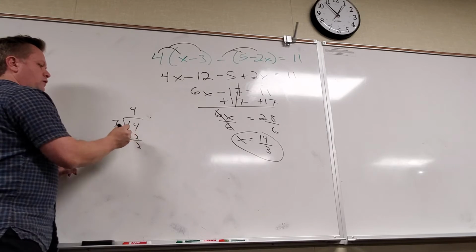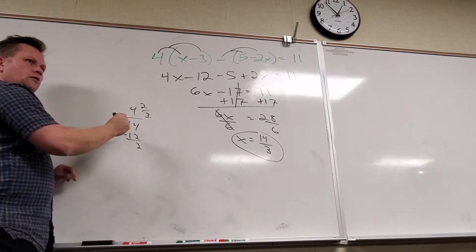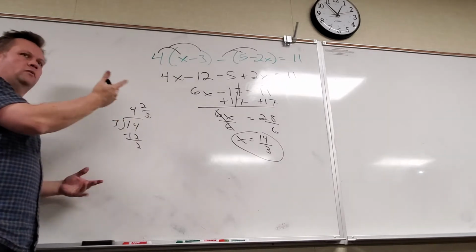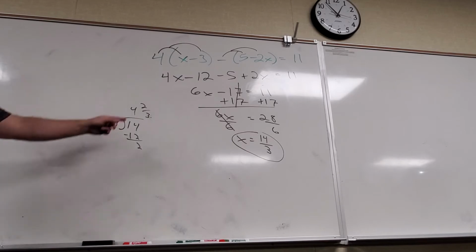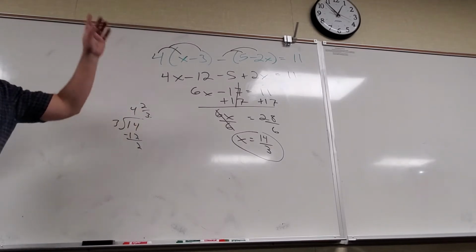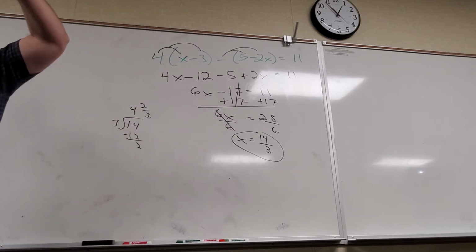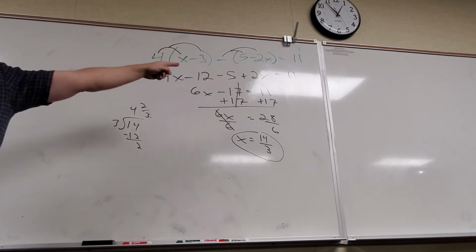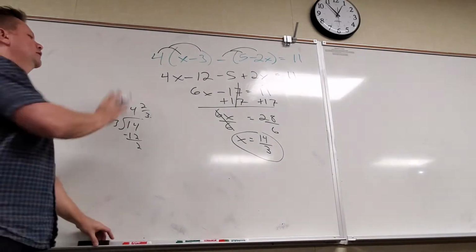How would you write this officially? 4 and 2/3, yeah. Or you just keep going if you want to make a decimal, right? You guys know what 2/3 is? Yeah. 1/3 is point. So 2/3 is point. Okay, enough of that.